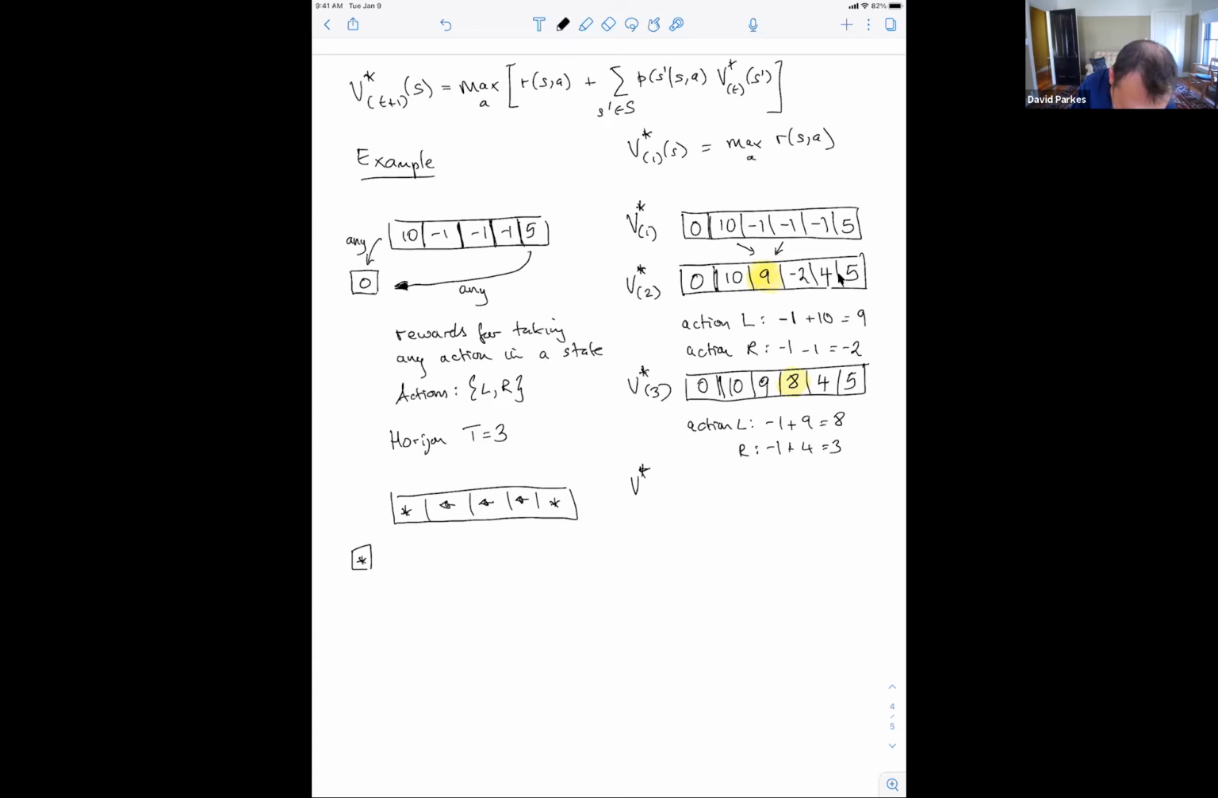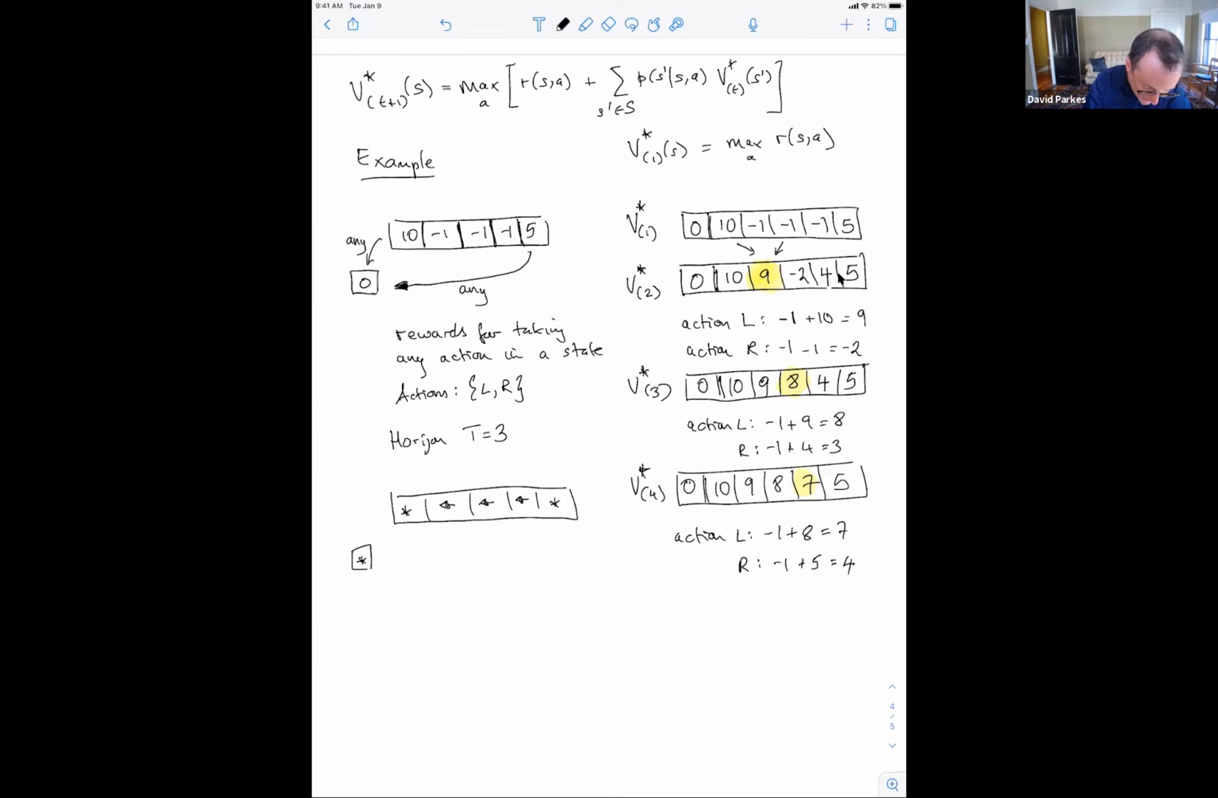And then the last, now with 4 steps to go. Now this state is interesting. Action left will be -1 plus 8 equals 7. And action right will be -1 plus 5 equals 4. And 7 is better than 4, so we write in 7. So that's the idea of value iteration.